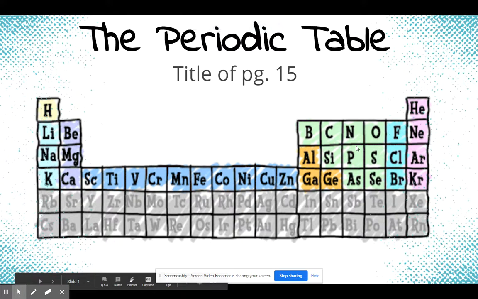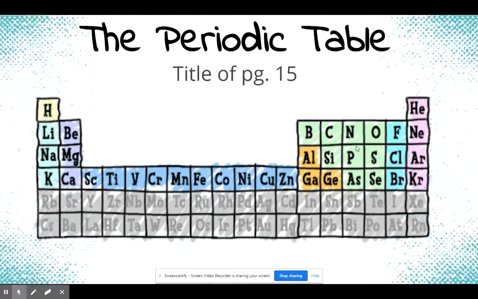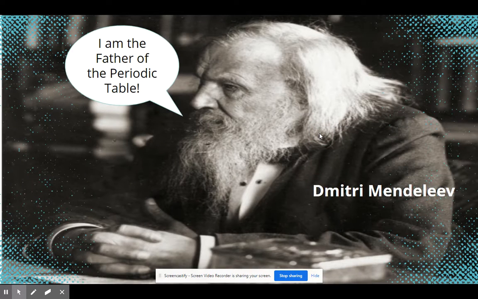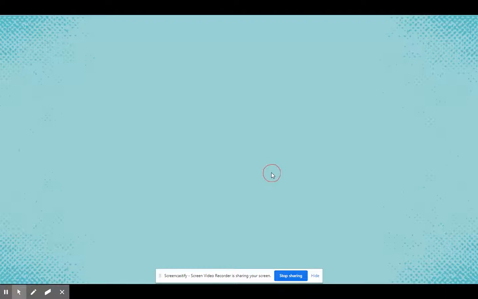We're going to talk about the periodic table today. These notes are going to go on page 15 of your notebook. Please write down at least what's in red. You saw the video about Crash Course periodic table. Mendeleev is the father of the periodic table, mostly because he predicted gaps and filled them.